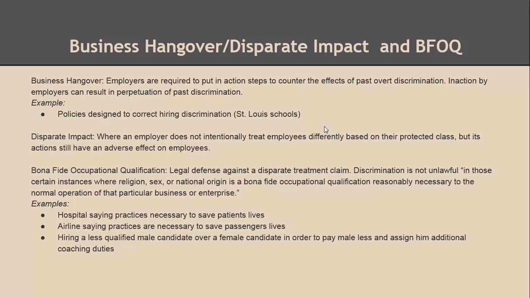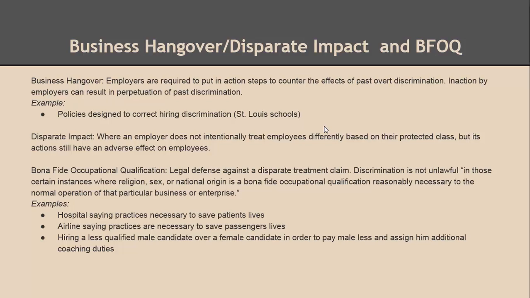Now, as far as the employers, this is the primary defense that an employer has. It's called a bona fide occupational qualification, and it is a legal defense against disparate treatment. What it basically says is that discrimination is not unlawful when it is necessary for a function of the business. So for example, if you're a hospital, you can say that we're setting our test scores at this number because we save patients' lives. Or if we're saying that to be the top nurse or a surgical nurse, you have to have this level of experience because it saves the lives of patients.